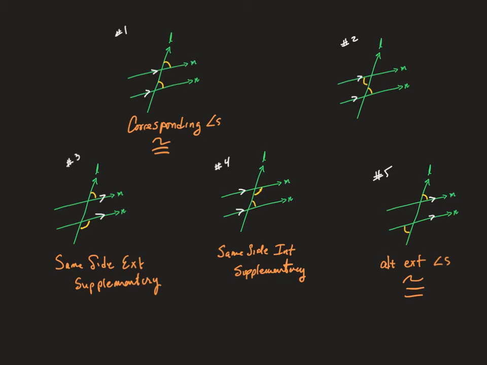And then we have alternate interior angles in number 2. These are alternate interior angles, which are going to be congruent. So those are just some characteristics of our angle pairs and relationships.